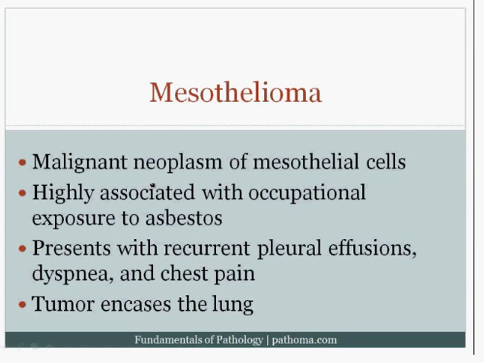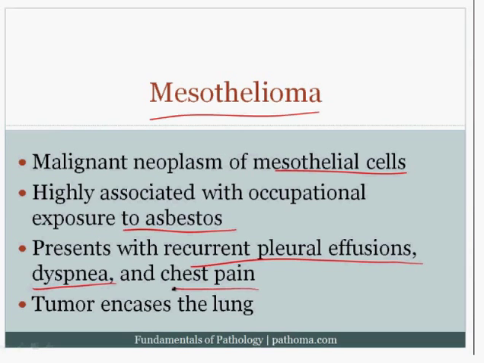The final lesion of the pleura is called mesothelioma. You've heard about it previously in these discussions. This is a malignant neoplasm of mesothelial cells, again highly associated with exposure to asbestos. It presents with recurrent pleural effusions. That makes sense because the mesothelial cells normally make fluid, which lubricates the pleural space, and so the tumor will also make fluid, producing recurrent pleural effusions. Also, there's dyspnea and chest pain.